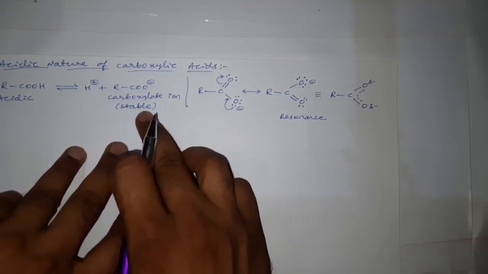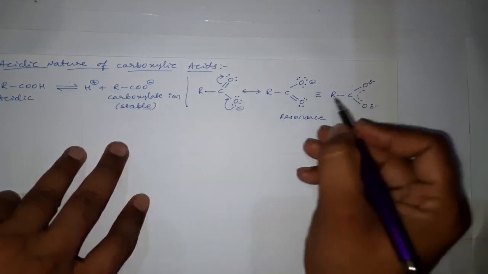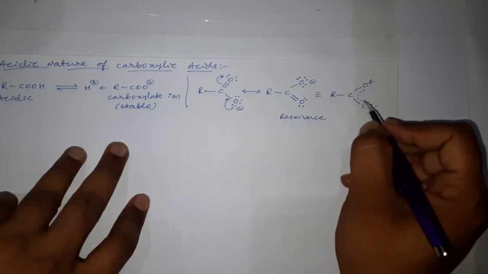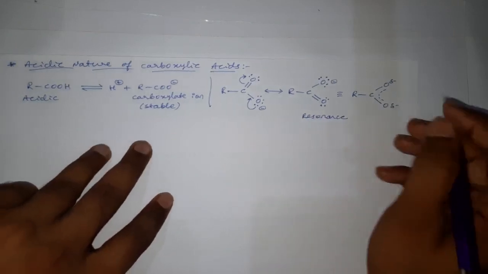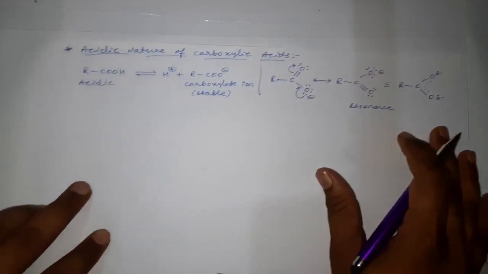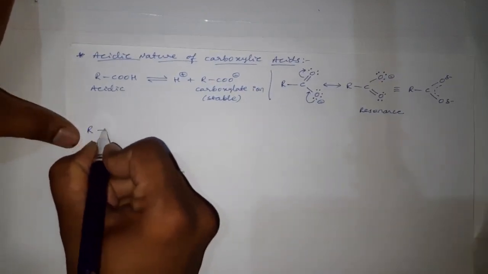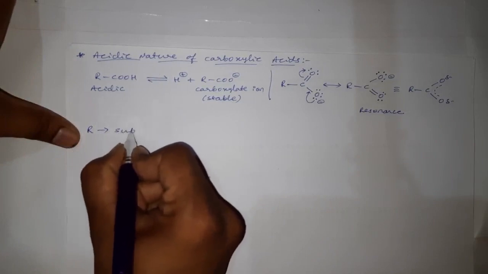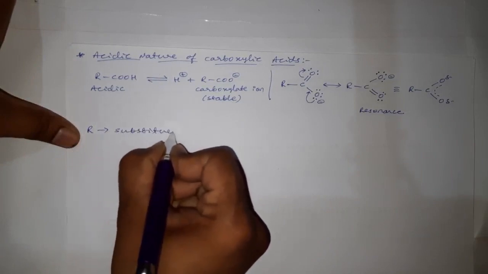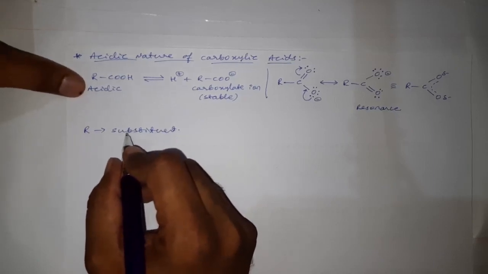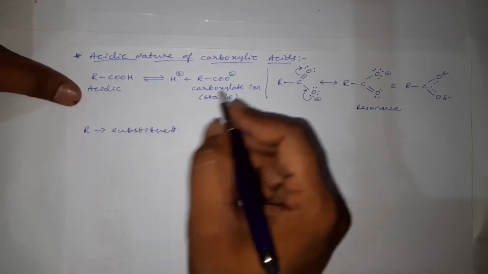This carboxylate ion is stable. Why? Because the negative charge on this oxygen is now distributed between these three centers, and hence it gets stability. And here R is what? R is a substituent.